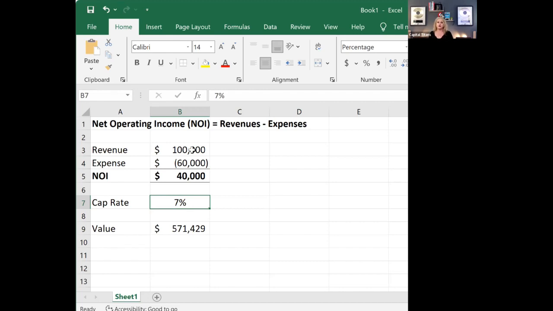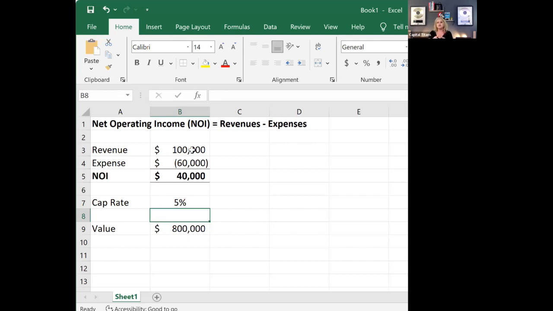But let's just say that we're in a market now, people are willing to buy a property that gives a 6% return. All right. So let's say that the market cap rate became 6%. Then the value of the property is going to change from $571,000 to $666,667. Okay. So by the cap rate going down, the value goes up. If we were in a market that was a 5% cap rate market, meaning people are willing to buy a property with only a 5% return on investment, the value goes up to $800,000.